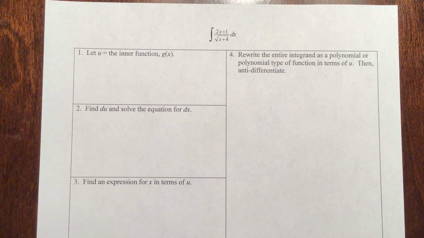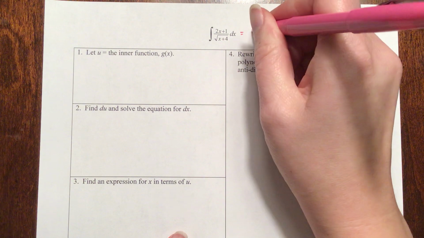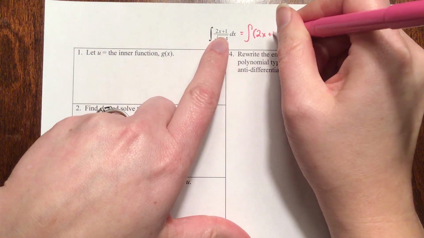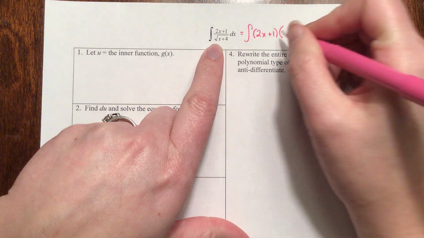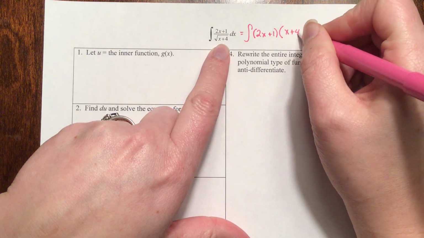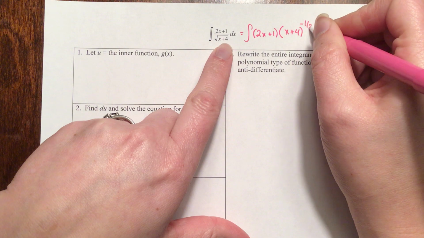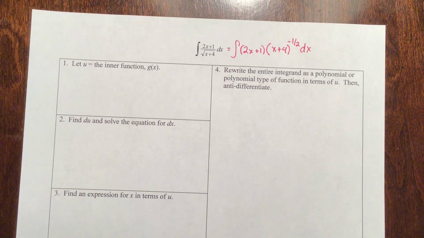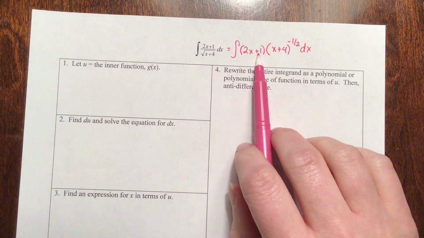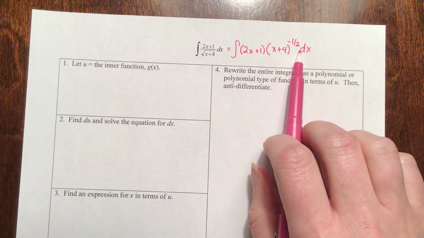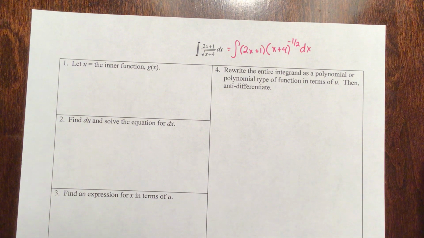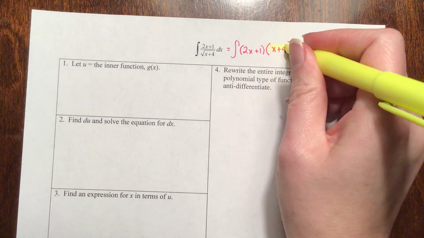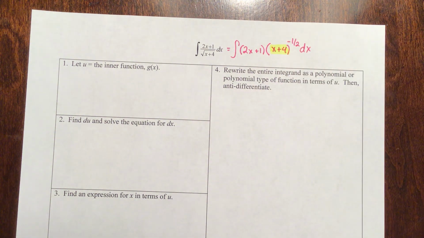Okay, so I'm going to start by rewriting this guy as the integral of 2x plus 1 times x plus 4 to the negative 1/2 dx. Right? That all looks good. Parentheses across the top, bottom goes in parentheses to the negative 1/2 power. Since the x plus 4 is the most complicated bit, is probably going to be u. That's probably your best bet.